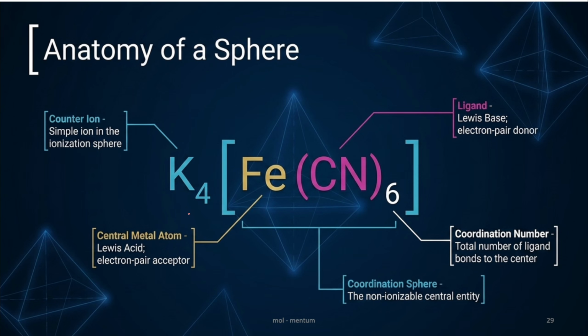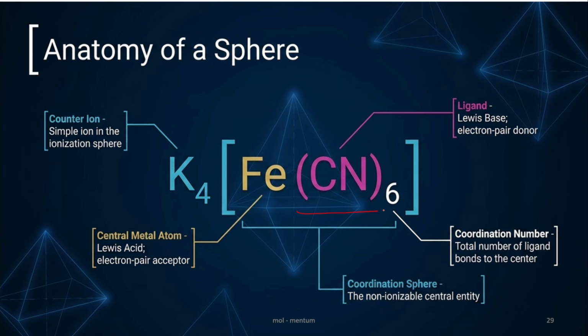If I take this example of K4[Fe(CN)6], potassium hexacyanoferrate, whatever is written outside, on the left side of this coordination sphere, is called the counter ion. It is generally a cation, a positive entity, K+ or Na+ or anything. The second one, the first member inside this square bracket or coordination sphere, is the central metal atom. It is also a Lewis acid and electron pair acceptor.